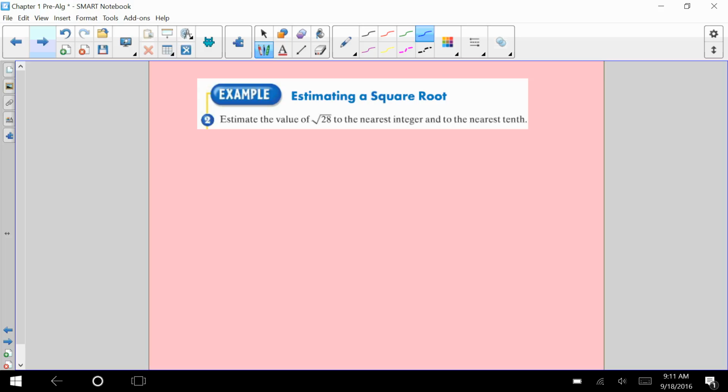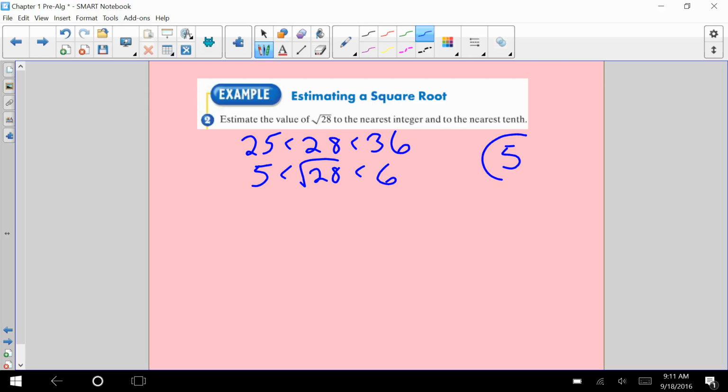Now we're going to estimate a square root. The square root of 28 to the nearest integer and the nearest tenth. I'm going to start with the nearest integer. We want to figure out 28 is between what 2 perfect squares? Well, if we look at our list that we made before, we know it's between 25 and 36. It is closer to 25. So if I take the square root of each piece of this, I know that the square root of 28 is between 5 and 6. Since 28 was closer to 25, the square root of 28 must be closer to 5.